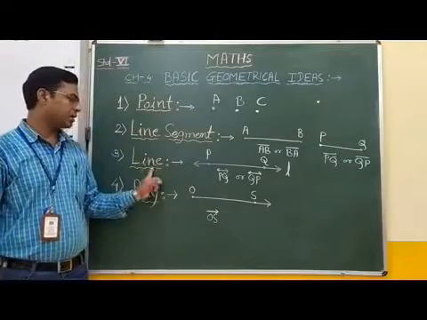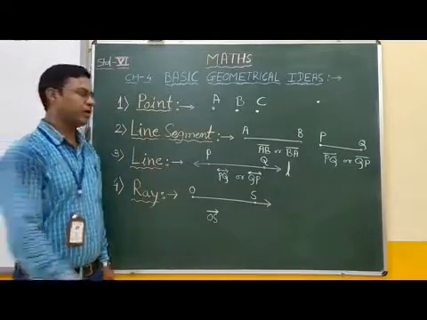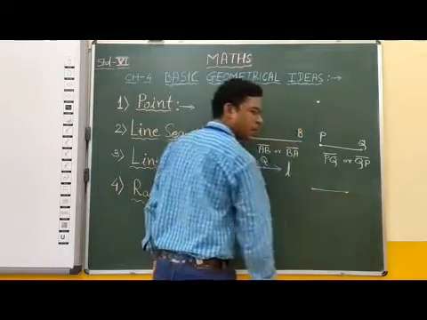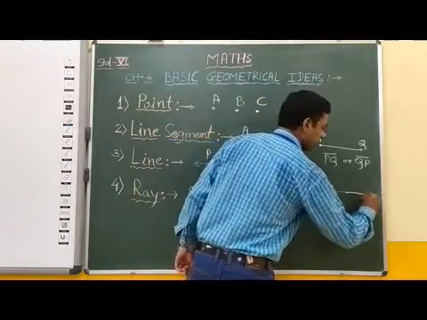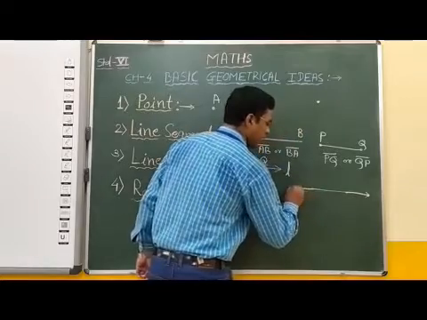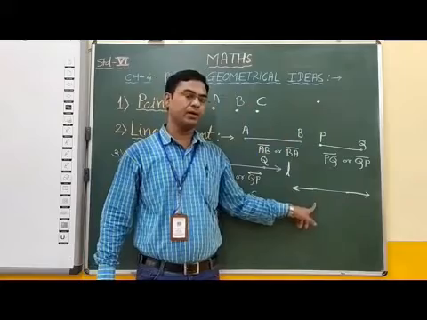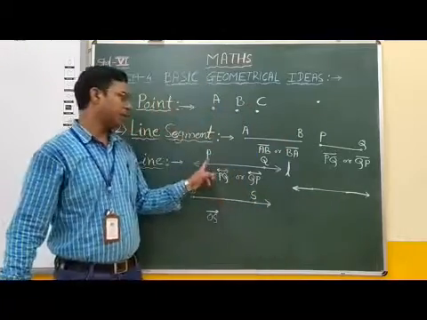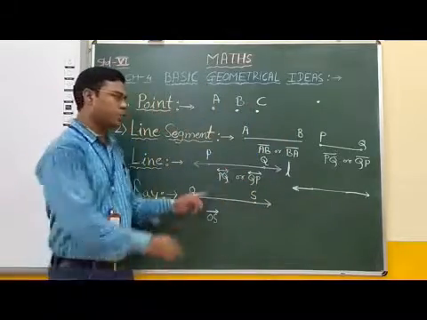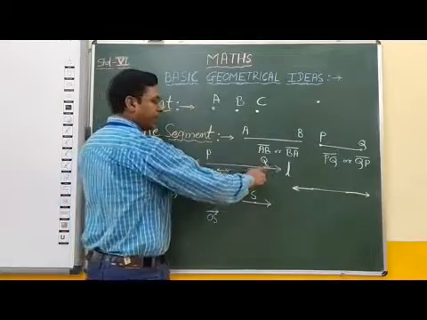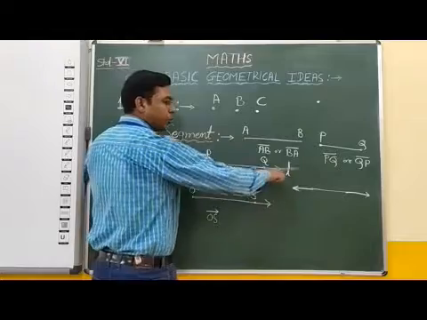Now next, line. If you take a line segment and draw arrows at both its endpoints, then we will get a line. Here line PQ, with arrows on both sides, means it extends indefinitely in both directions.